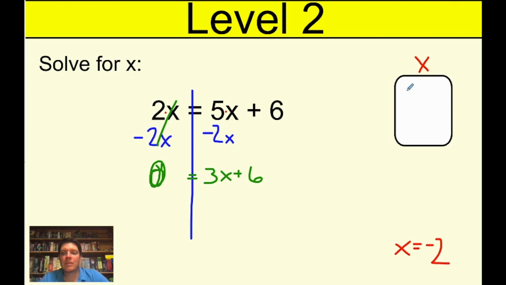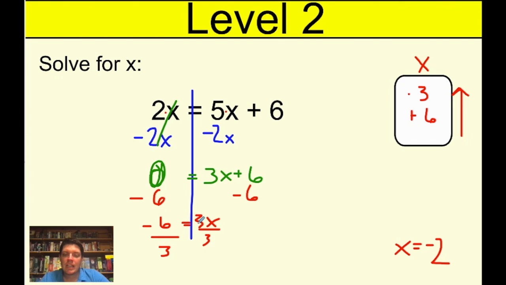x times 3 plus 6 is what they're asking us to do. We're going to rebel like teenagers, and we're going to start by subtracting 6 from both sides of the equation, even the empty room. 0 minus 6 is negative 6 equals 3x. And then we're going to divide both sides by 3. And we're going to get negative 2 equals x. Same answer we had before.